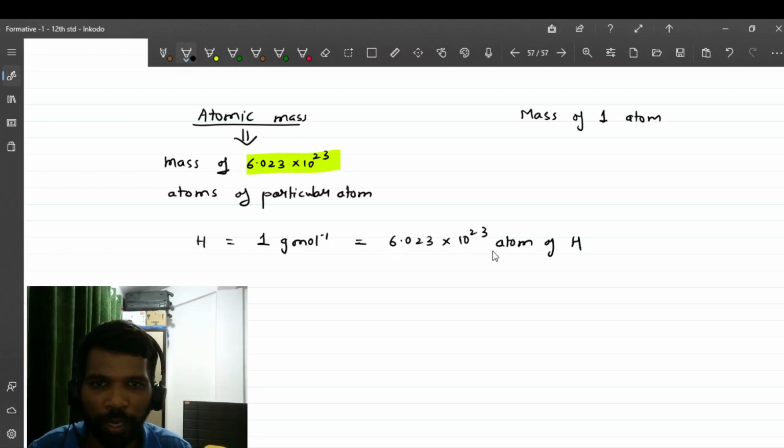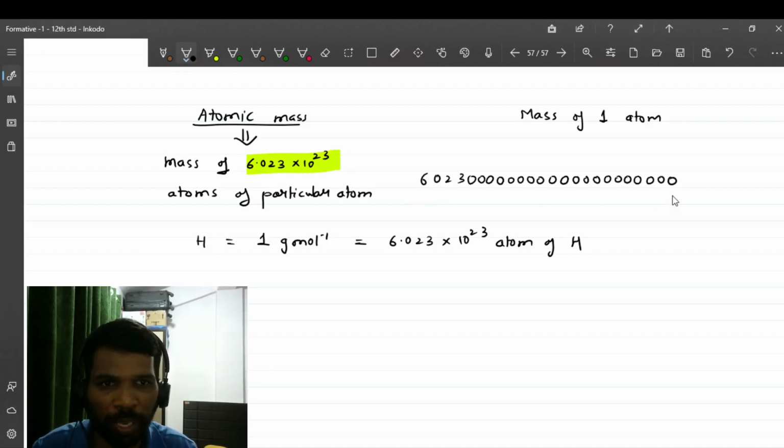This number is very big. You can see that 10 raised to power 23, it is this big. Point is here. 1, 2, 3, 4, 5, 6, 7, ... 12, 13, 14, 15, 16, 17, 18, 19, 20, 21, 22, 23. It is this big number, right? So when these many atoms of hydrogen come together, it will weigh how much? 1 gram.